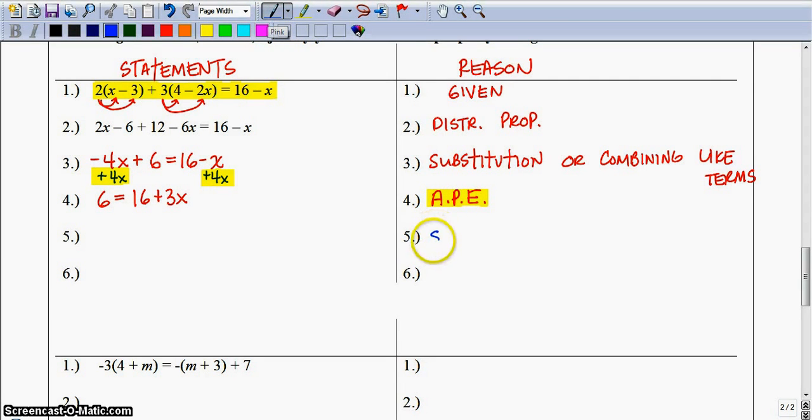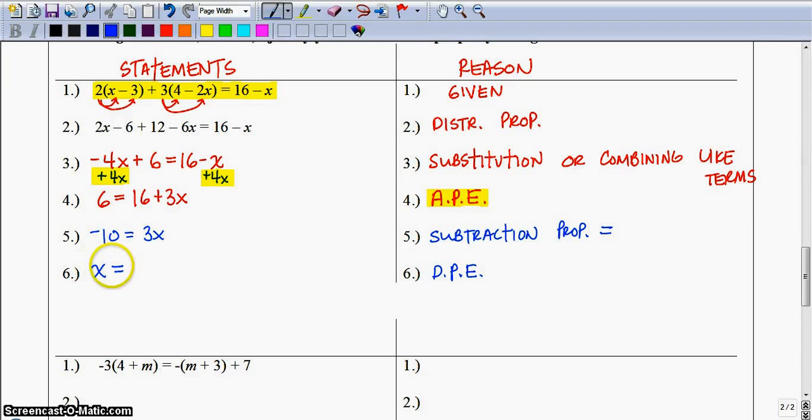Next, I'm going to subtract from both sides, so subtraction property of equality. And I'm going to subtract 16, so we'll be left with negative 10 equals 3x. And finally, I'm going to do the division property of equality to get that x equals negative 10 over 3. I've also, in the same step, in addition to dividing both sides by 3, I did flip the whole equation. So if I do 2 moves at once, and one of them is a small move like flipping the equation, I would just put division property of equality and symmetric property.